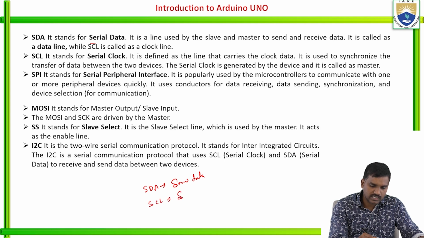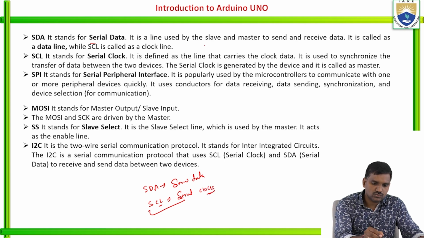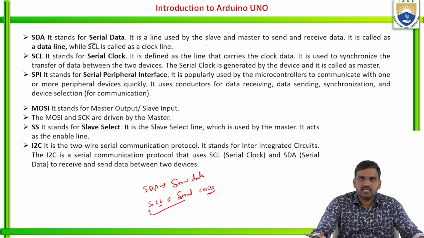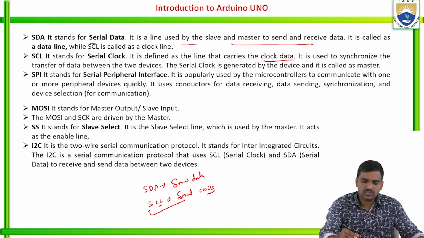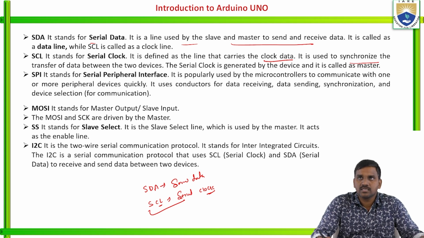SCL, serial clock. S for serial, CL for clock. It is used by the slave and master to send and receive the data. SDA is called the data line, while SCL is called the clock line. SCL is defined as the line that carries the clock data. SDA is serial data. It is used to synchronize the transfer of data between the two devices. The serial clock is generated by the master device.